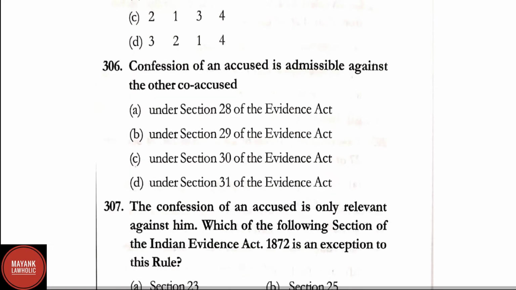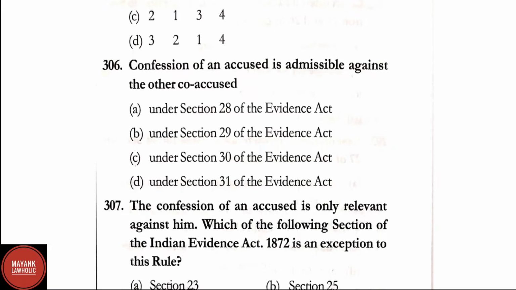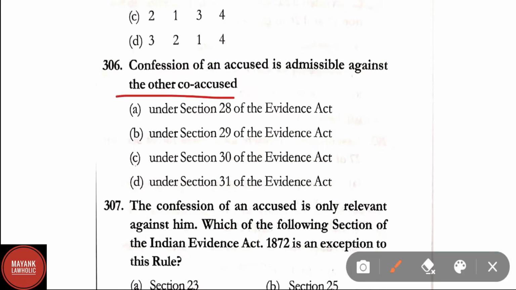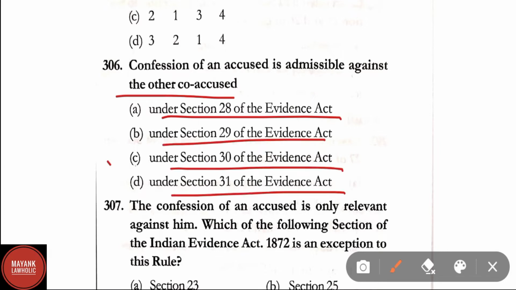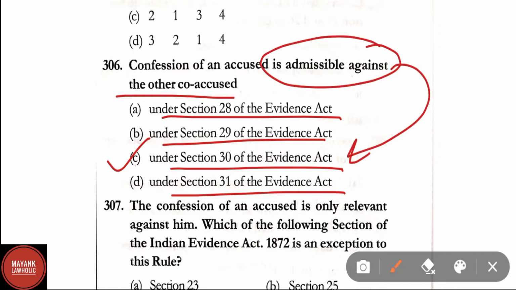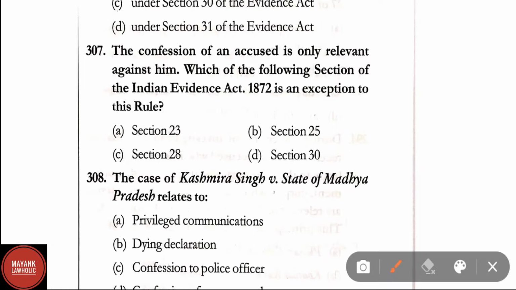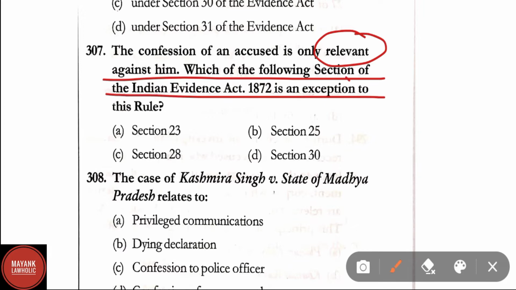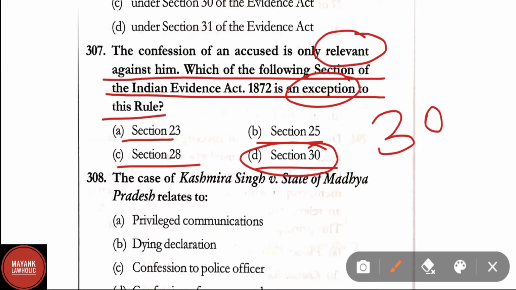Question number 306. Confession of an accused is admissible against the other co-accused under section 28 of the Evidence Act, section 29, section 30, or section 31 of the Evidence Act. The correct answer here is option C, under section 30 of the Evidence Act. Question number 307. The confession of an accused is only relevant against him. Which of the following sections of the Indian Evidence Act 1872 is an exception to this rule? Option A, section 23, option B, section 25, option C, section 28, and option D, section 30. The correct answer here is option D, that is section 30 of the Indian Evidence Act.